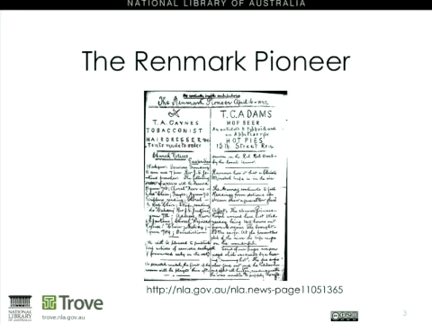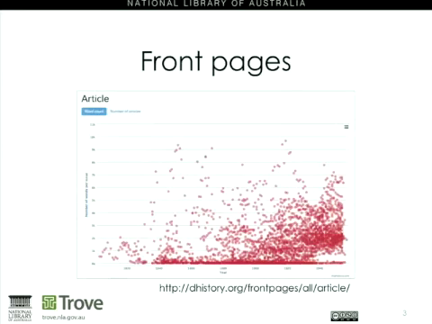I'm going to show you another graph. This is a scatter plot graph which shows the number of words in news articles, articles which are categorised as news articles, on the front pages of Australian newspapers from 1803 through to 1954. This tells a story about the changing nature of the front page. Or more specifically, it tells a story about how the news came to the front page. Because, of course, for a long time, ads were on the front pages of newspapers.